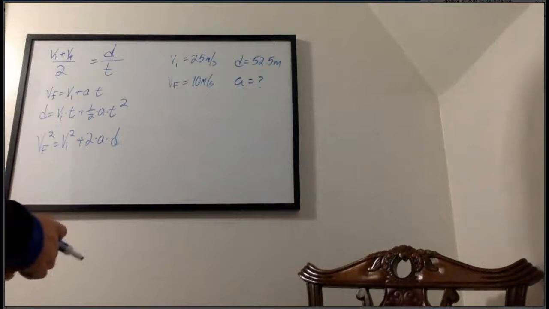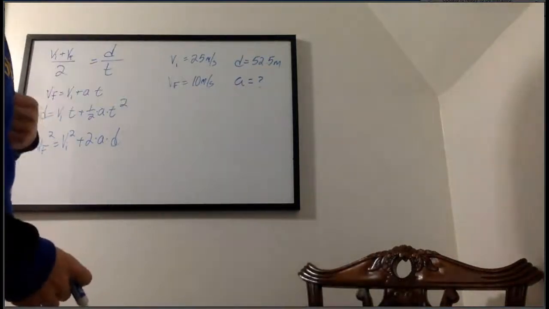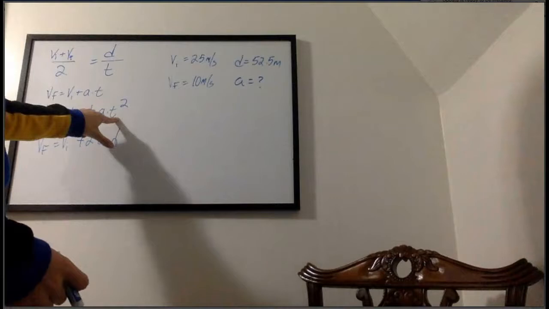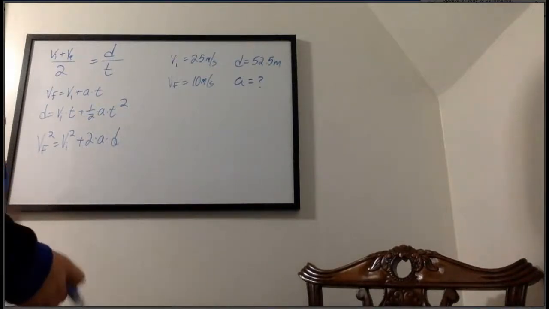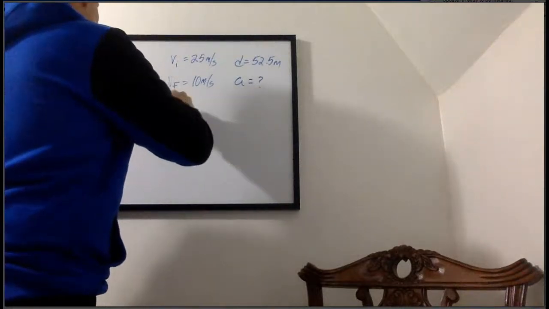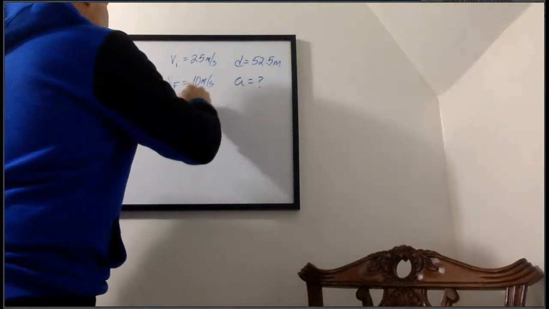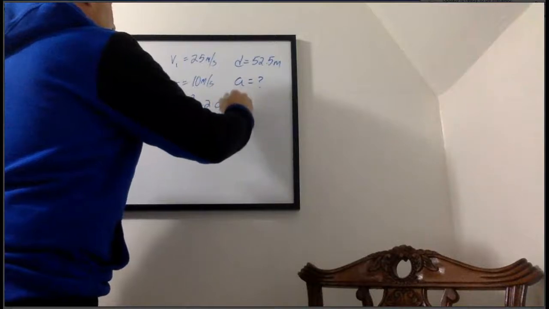Okay, and now we just got to decide on which equation. Now notice what's not there is time. So if an equation has time in it, I can't use it. So the only equation I can use is the one without time. So I'm going to choose that equation, VF squared equals VI squared plus 2 times A times D.